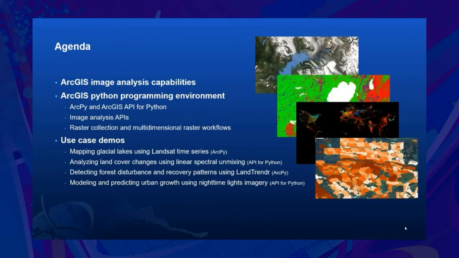We have four demos covering many aspects of image analysis, from mapping water from Landsat time series, analyzing land cover changes using linear spectral mixing, to detect forest disturbances using LandTrendr algorithm, which is a newly added feature in most recent release, and also modeling urban growth using nighttime light data. Two demos for each workflow, and for the sake of time, for each demo, we'll use either ArcPy or API for Python, but you can use any product for these workflows.